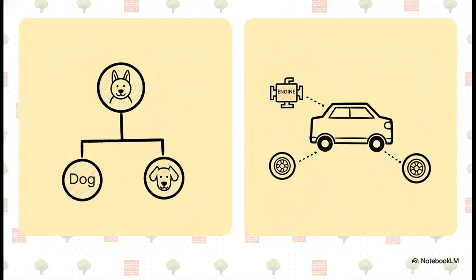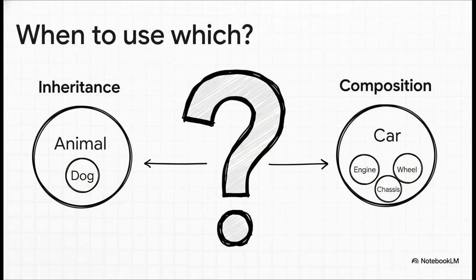Then you've got composition, which is a has-a relationship. This is way more flexible, like building with Legos. A car has an engine. So how do you decide? The golden rule is pretty simple, actually. Use inheritance when one thing truly is a specialized kind of another. But for almost everything else, you should lean towards composition. It gives you so much more flexibility. Think about it. You can swap the engine in a car, but you can't really change its parents, right?